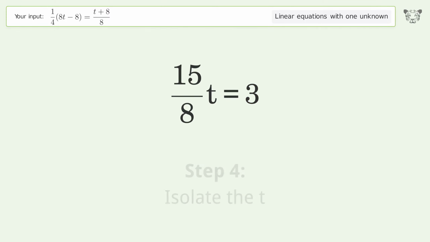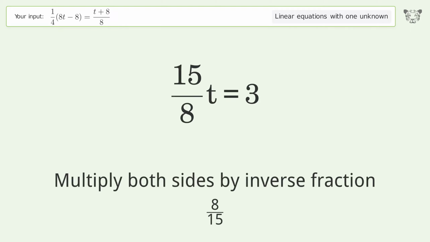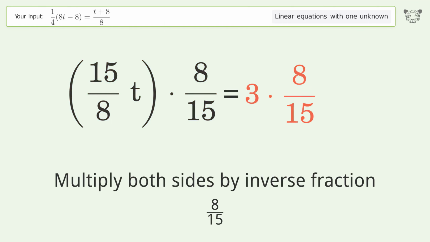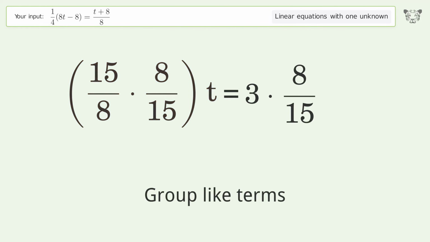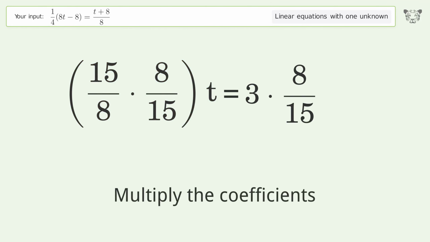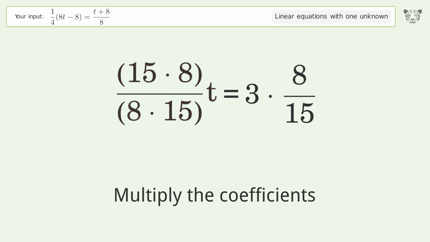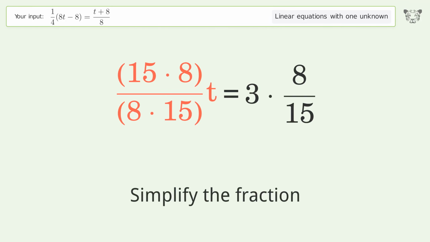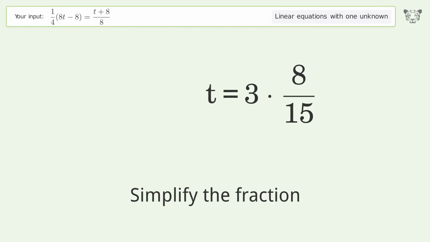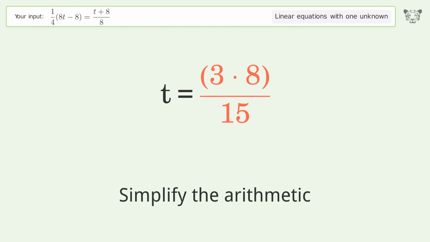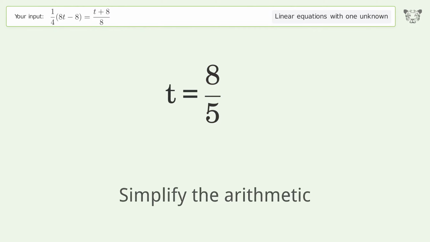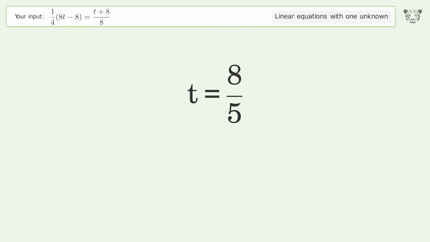Isolate the t. Multiply both sides by inverse fraction 8/15. Group like terms. Multiply the coefficients. Simplify the fraction. Multiply the fractions. Simplify the arithmetic. And so the final result is t equals 8/5.